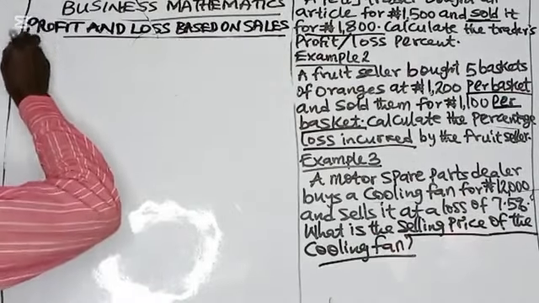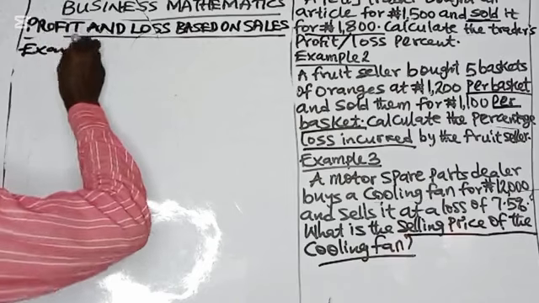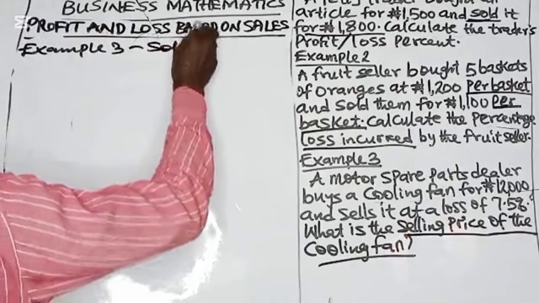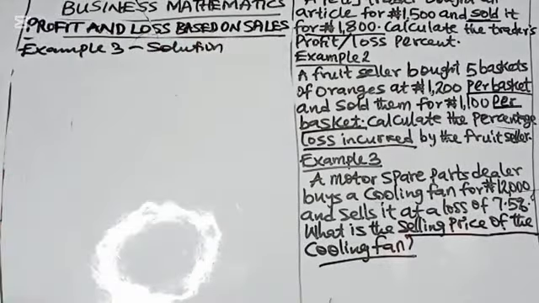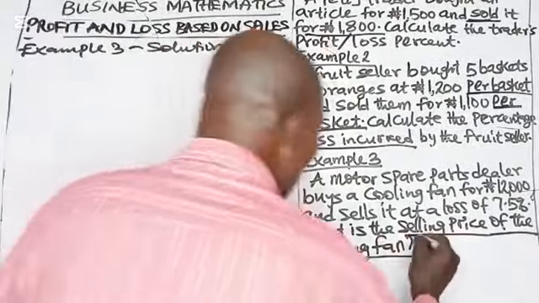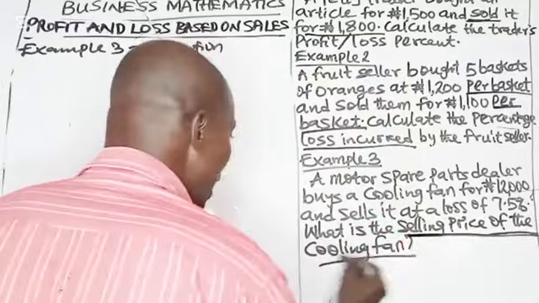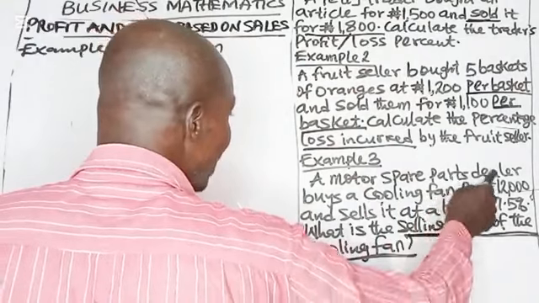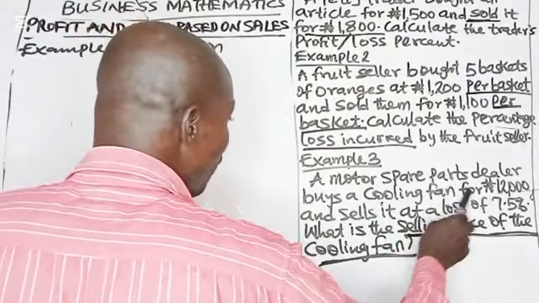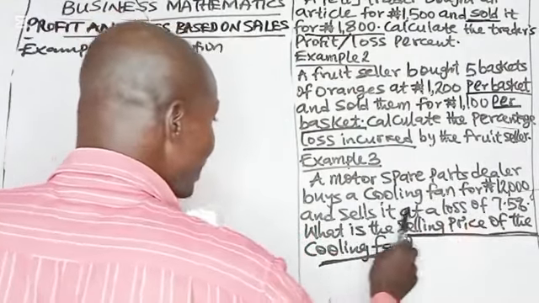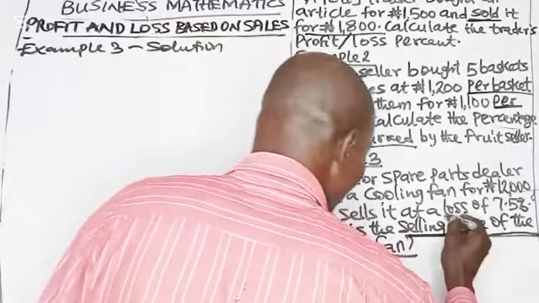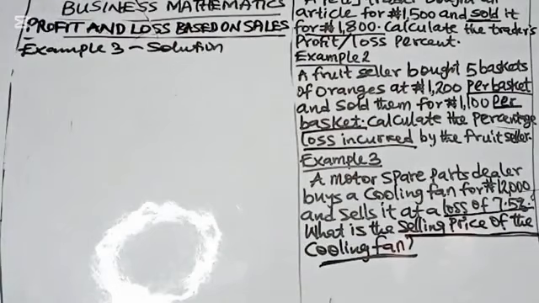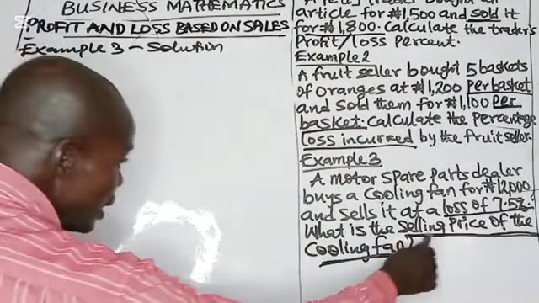On to example 3. You are to calculate the selling price. What is the selling price of the cooling fan? You were told a motor spare parts dealer buys a cooling fan for 12,000 and sells it at a loss of 7.5%. The cooling fan was sold at a loss of 7.5%. Remember, you are to calculate the selling price.